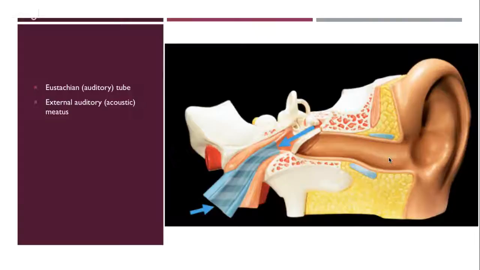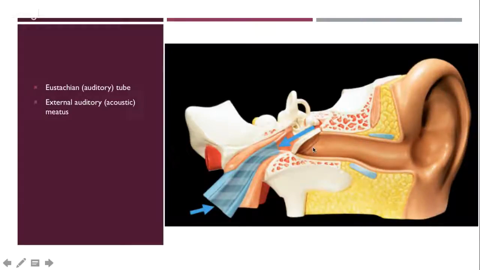My advice would just be to keep it simple: eustachian tube, and external auditory meatus. If you call it the acoustic meatus or the auditory meatus, then you get confused with auditory tube. So just pick one name, make sure they sound different enough that you won't get them mixed up. So this here is the eustachian tube, and this is the external auditory meatus.